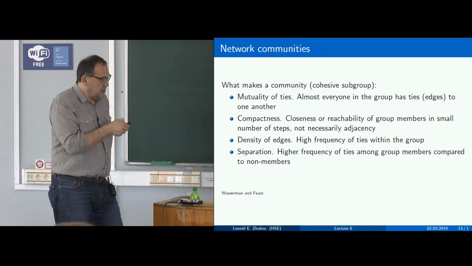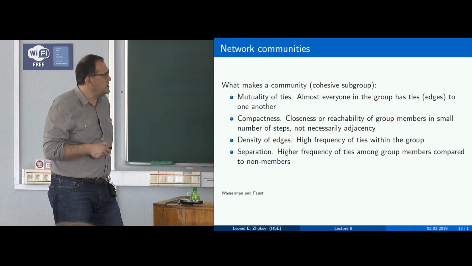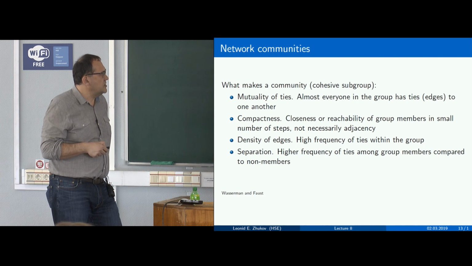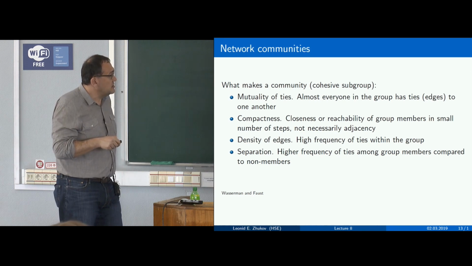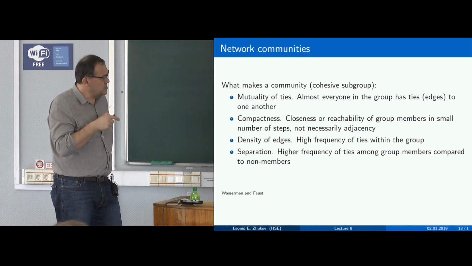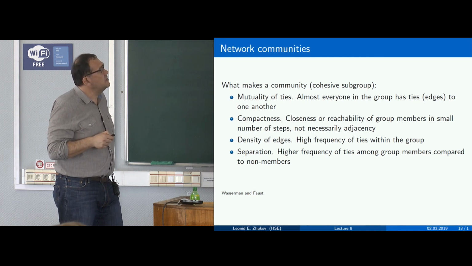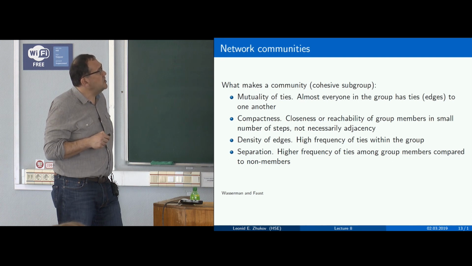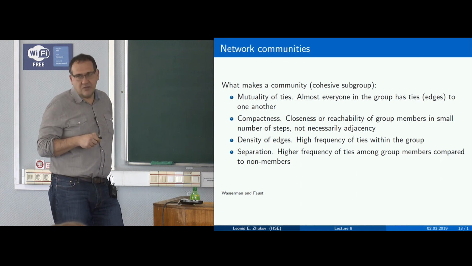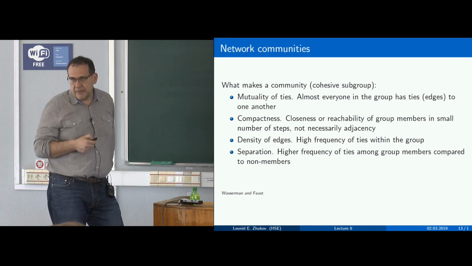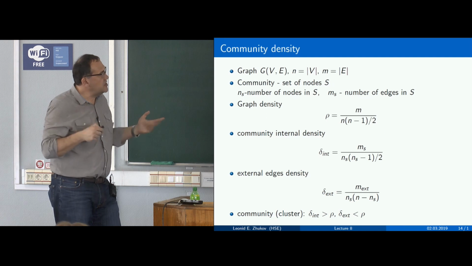Now, there was a lot of discussion about what makes a community. If you look at the Bible of social networks, Wasserman and Faust's book, the sociologists kind of started this whole discussion about social networks. They talk about a community as a cohesive subgroup. They list properties like mutuality of ties: almost everyone in the group has ties or edges to one another. But they say almost everyone, not everyone. If everyone had ties, it would be a clique. So you have a lot of connections, but not necessarily each to each.